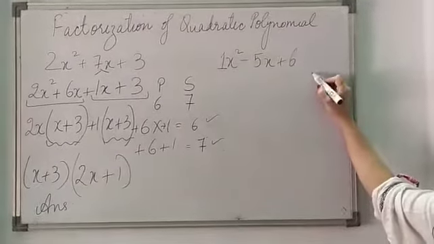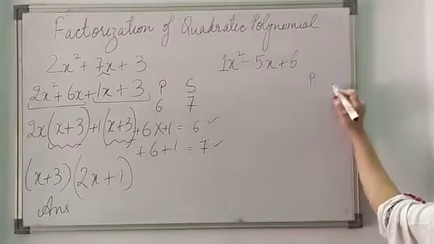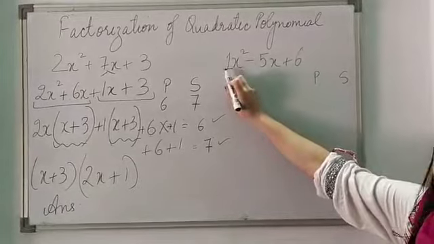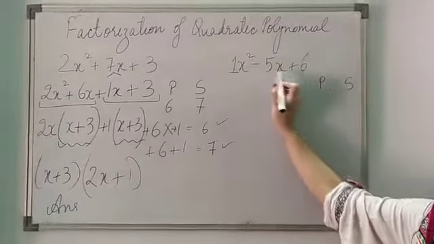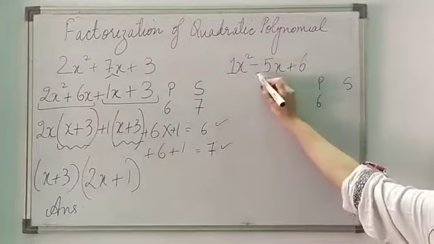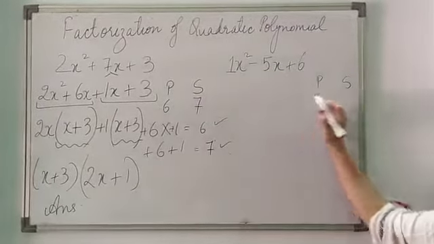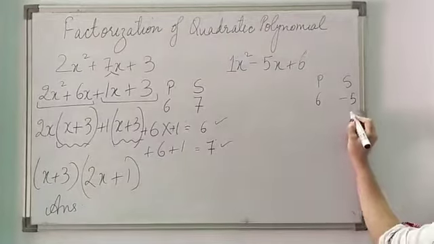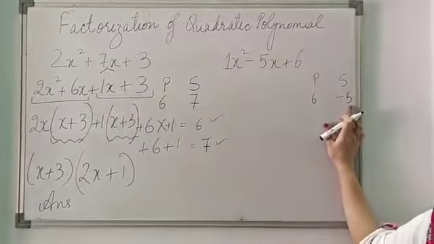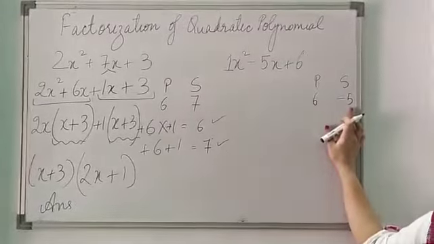So again, in one corner you will write P for product, S for sum. Product means the last term and the first term you will multiply, then you will get your product. That here is 6 into 1, 6 ones are 6, and sum, whatever is in the middle, you will take that as sum. That is minus 5 will be your sum. Again, remember one thing, we don't have to take the variable here, but you have to take care of the signs.